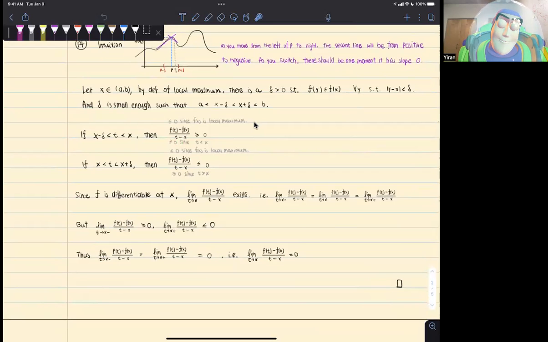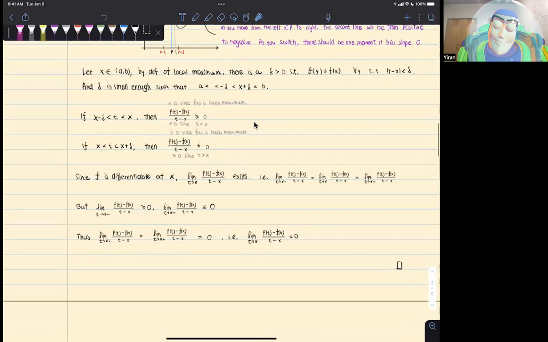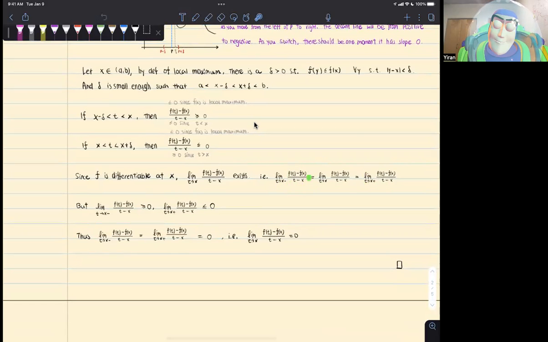Since f is differentiable, here we use the second condition. We have that the limit of this exists, so we know that the left limit is equal to the limit, which is equal to the right limit. But what do we know? We know every term here is larger or equal to 0, and every term here is smaller or equal to 0.